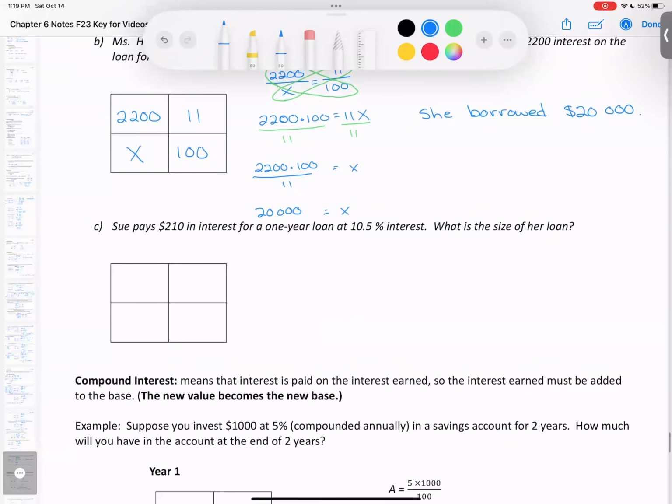Okay, and hopefully you've had a chance to try this problem. Let's do it together now. So Sue pays $210 in interest and her loan rate is 10.5%. So she's paying 10.5 out of 100, 10.5%. She's paying $210 in interest. So that $210 was the 10.5%. So that goes up here and x is our base again. We're trying to solve for our base.